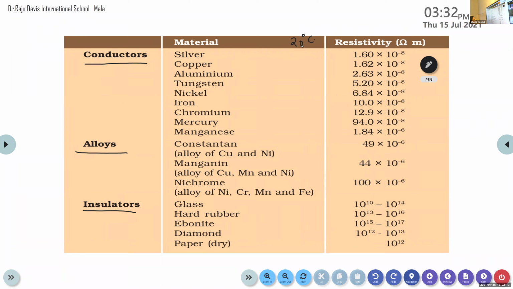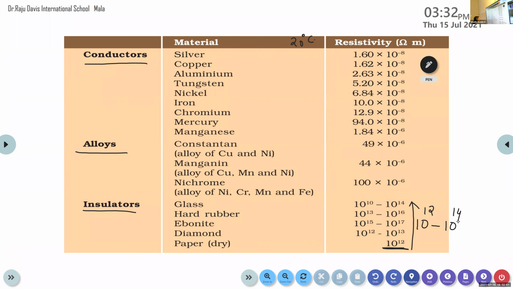And from this table, can you say what the resistivity of insulators is? What is the range of resistivity of insulators? We can consider this range, 10 raised to 12 to 10 raised to 14. So the value of resistivity for insulators ranges from 10 raised to 12 to 10 raised to 14.